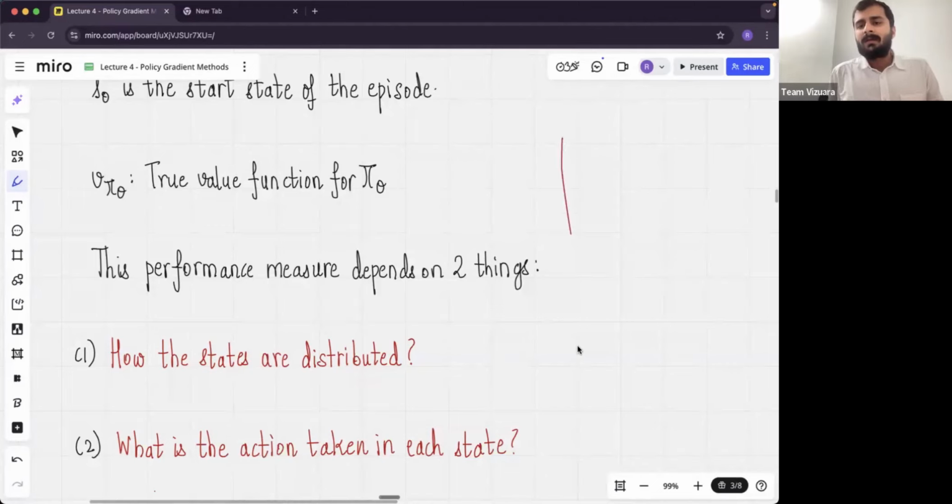But in the year 1999, there were two parallel papers which came out. One was from Richard Sutton's group, and the other one, I don't recall the name right now. One paper was a 12-page long proof, and one paper was a one-page long proof. Both of them arrived at the same conclusion, and this is known as the policy gradient theorem. The policy gradient theorem gives us a very nice formula to calculate the gradient of this performance measure.